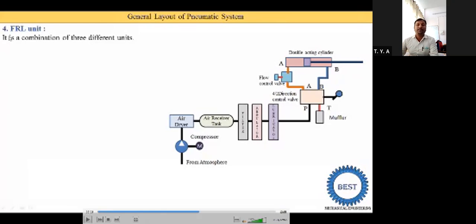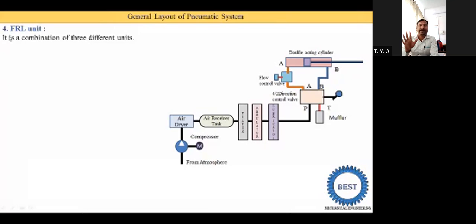So for that purpose, this FRL unit is specially used in the pneumatic system only. It is not used in the hydraulic system. Okay, so this is a big difference. Otherwise, whatever actuator stack we have learned in the hydraulic system, the same actuator stack we are going to learn in the pneumatic section also.